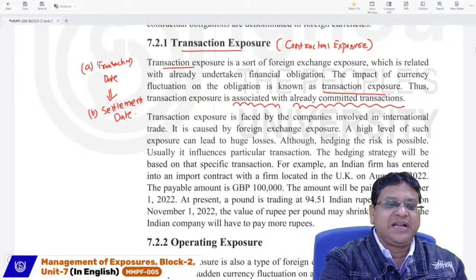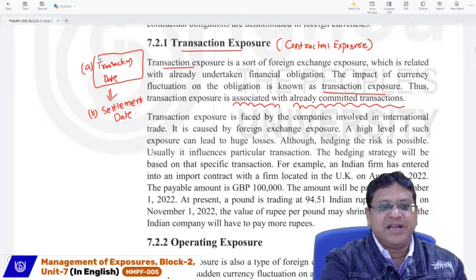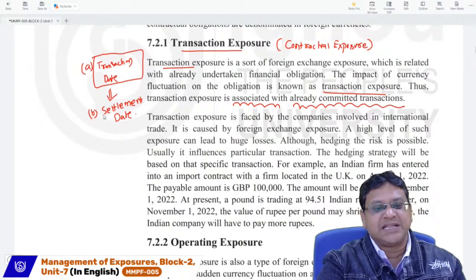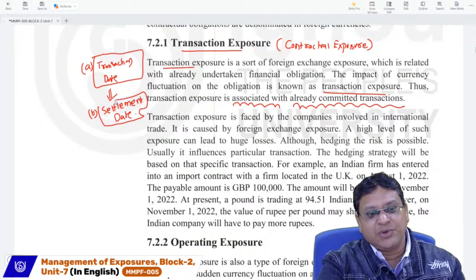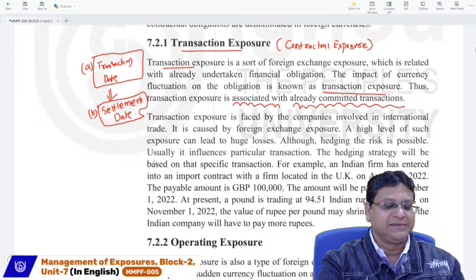What is transaction date and settlement date? Transaction date is the day on which the transaction is agreed upon. Settlement date is the day on which payment is actually made.